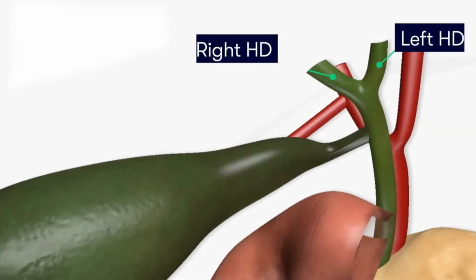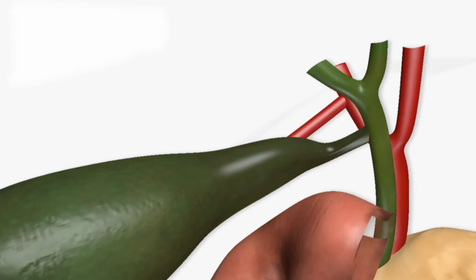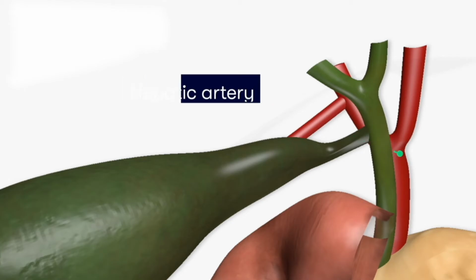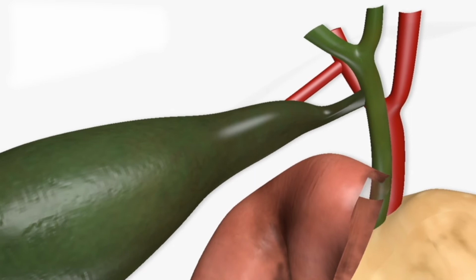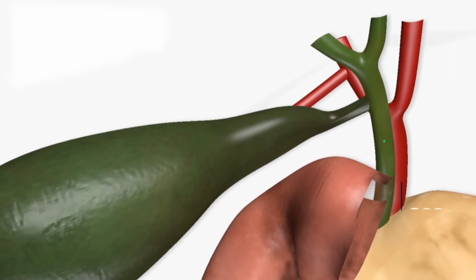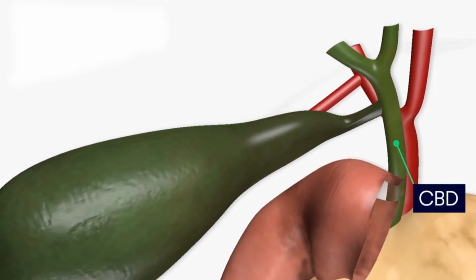Regarding the biliary tract, the extrahepatic biliary tract starts with the right and left hepatic ducts, and these join to form the common hepatic duct. The common hepatic duct is located anterolateral, or in front of and to the side of, the hepatic artery. As we move inferiorly, the common hepatic duct receives the cystic duct, which comes off the gallbladder, and it's at this point that the common bile duct, or CBD, is formed.